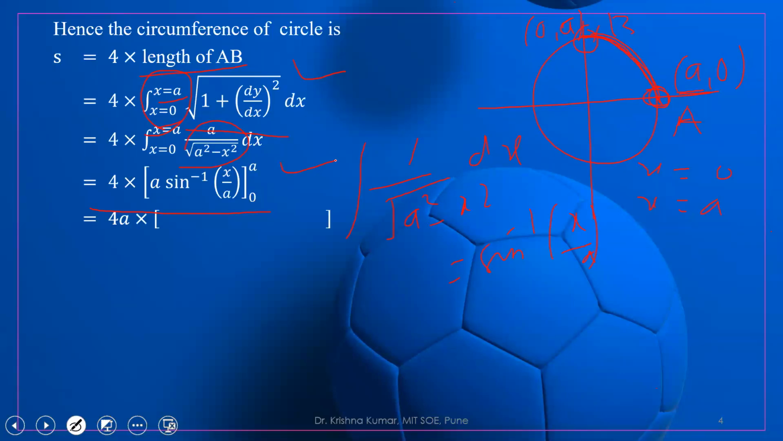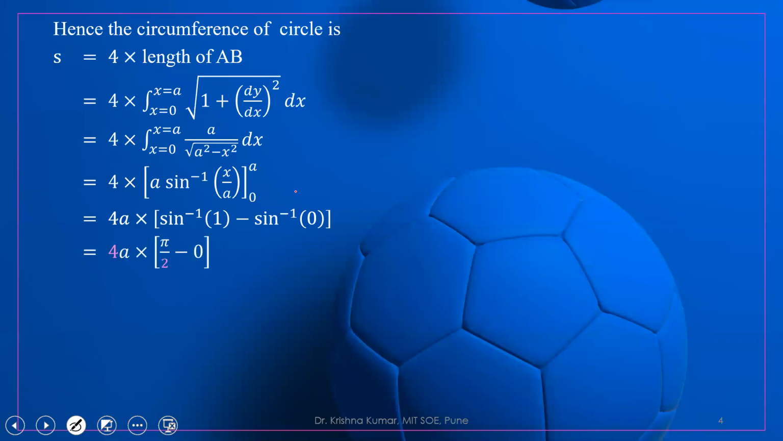Let us substitute the limit. 4 into a, we have taken this a outside, sine inverse of 1 minus sine inverse of 0. What is sine inverse of 1? It is pi by 2. And sine inverse of 0 is 0. So we are getting 4a into pi by 2 minus 0. So this 2 ones and 2 fours, what we are getting is 2 pi a. So this is the circumference of the circle.